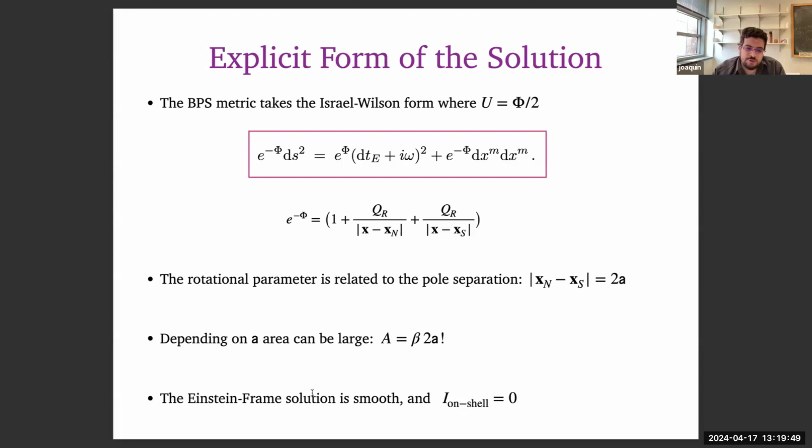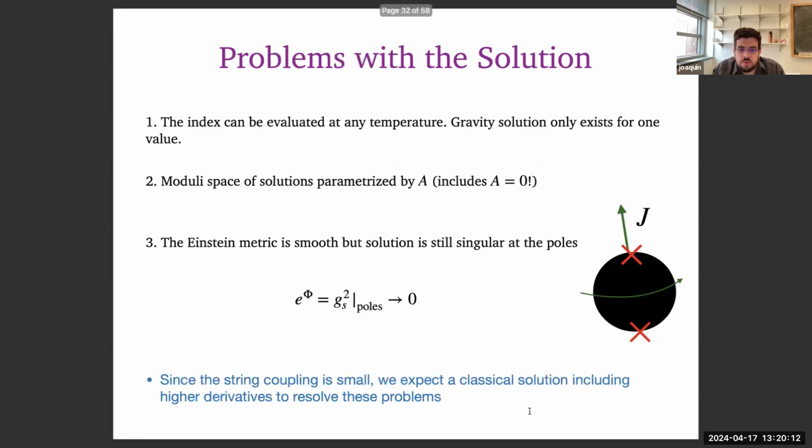Okay, the Einstein frame solution, interestingly, is smooth, and the singularity appears in the string frame, and the on-shell action is identically 0. So that means that at the two derivative level, the gravitational prediction from the index is 0, which is reasonable. So let me mention some problems with these solutions that we will solve in the next couple of slides.